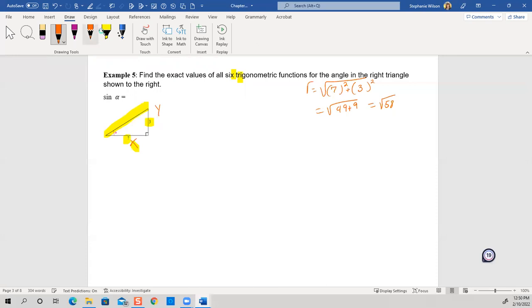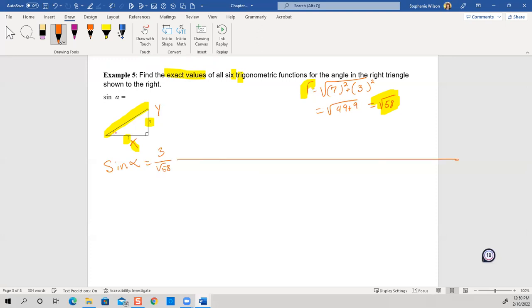So we're going to leave r in exact form. You do not want to round your answer until you're completely done. And that's only if they ask you to round it. Right now, they're asking for exact values, so there's no rounding going on. So now I know what r is, I know what x and y is. So I can solve for sine of this alpha. Remember, it's y over r, so y is 3 and r is the square root of 58.